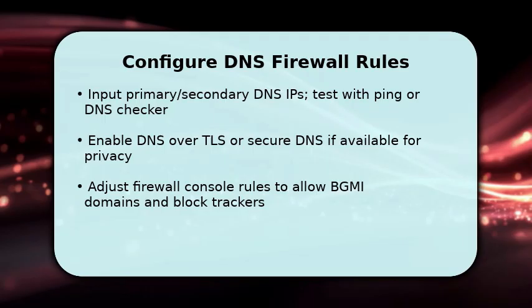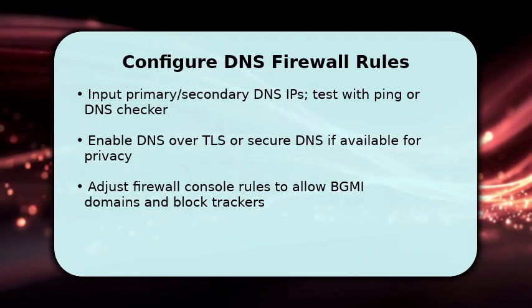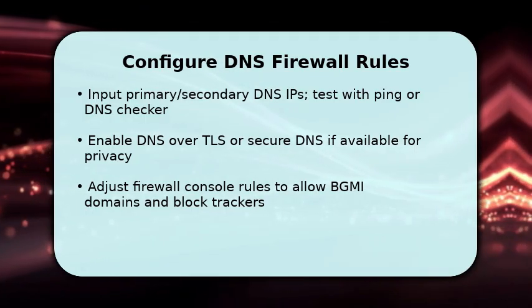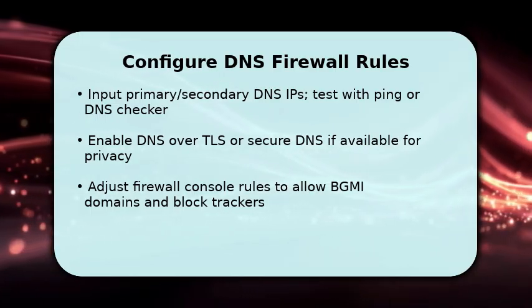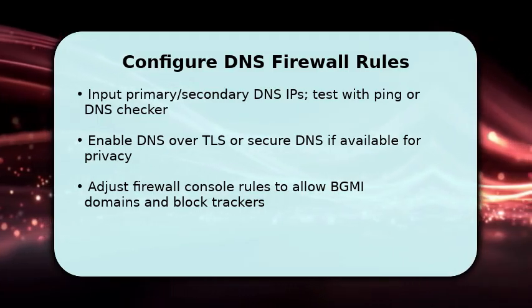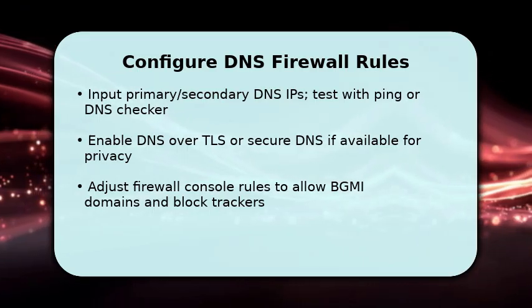Once the device DNS is set, you configure the firewall rules that matter. Log into the DNS Firewall console and add allow rules for BGMI domains and related services, then add deny rules for known trackers or cheat servers. This prevents undesired redirections. Make sure to set primary and secondary DNS in your device so failover works.